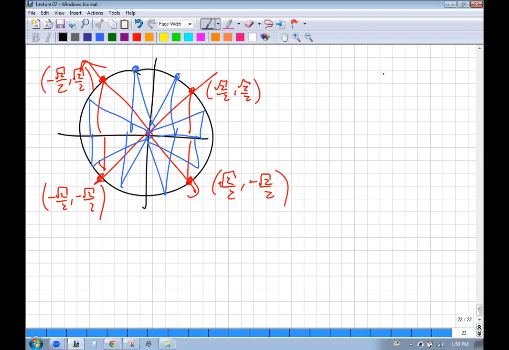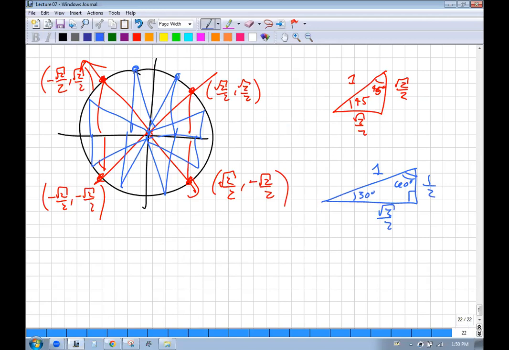We got the red one: 1, root 2 over 2, root 2 over 2, 45, 45. And then I got this blue one. This is 30, this is 60, this is 1, this is 1/2, and this is root 3 over 2. So there's three numbers going on here: 1/2, root 2 over 2, and root 3 over 2. These three numbers compose every single point you need to know on the unit circle, other than the simple ones like 1, 0 here. Okay?